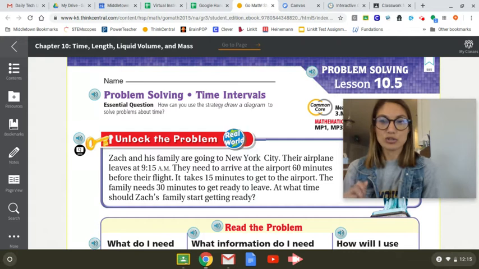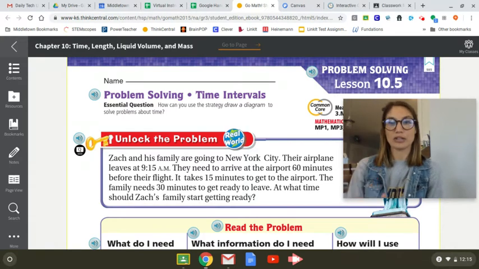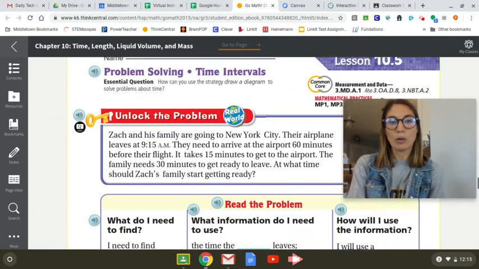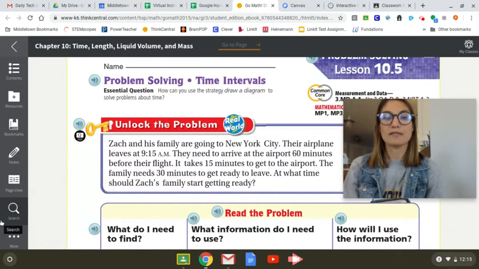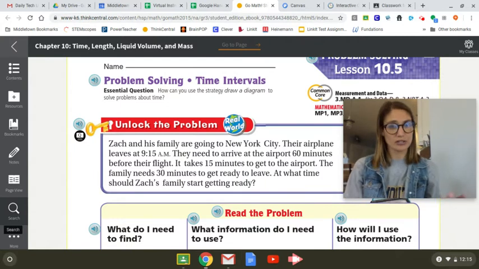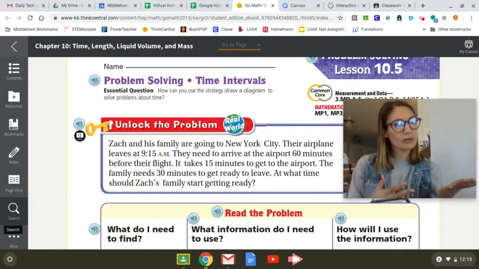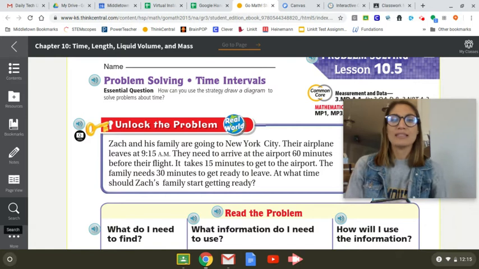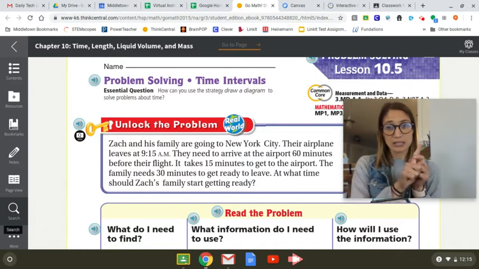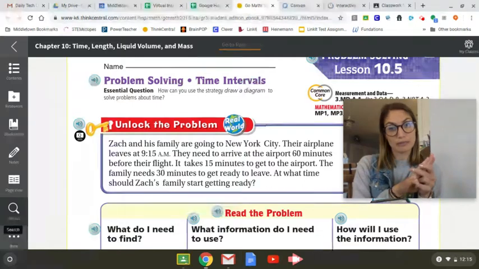Now, the best strategy when solving these types of problems is to use a number line. But first, let's think about what we need to find. So we need to find what time their family needs to start getting ready. So we're actually looking for the start time. We have the end time. We know the plane's taking off at 9:15. We don't know that start time. The information that's going to be really helpful for us is knowing that the plane leaves at 9:15. They need to get there 60 minutes before their flight. It takes 15 minutes to get there, and it takes them 30 minutes to get ready.